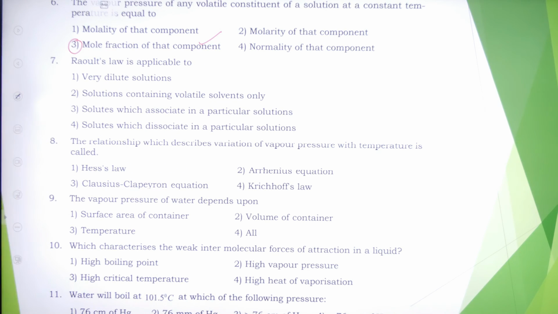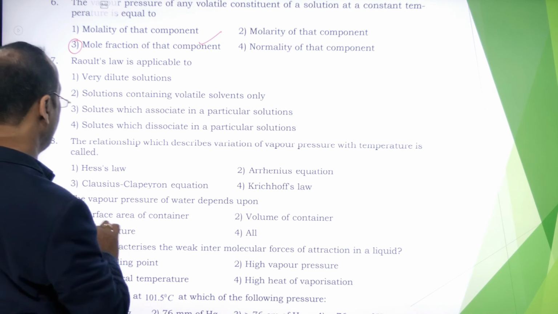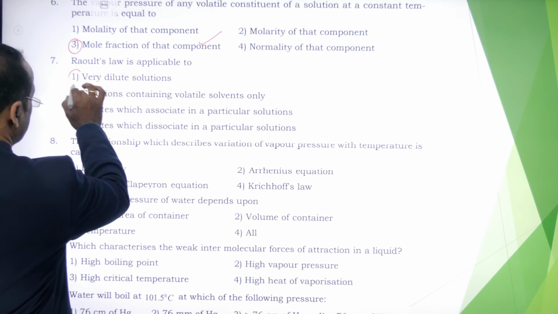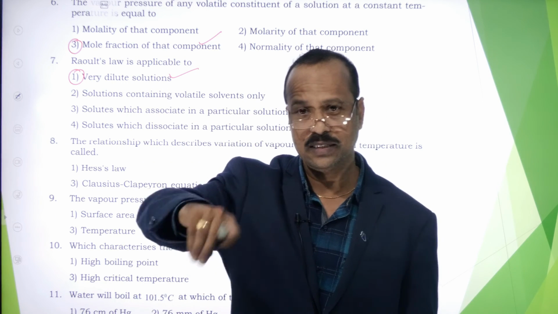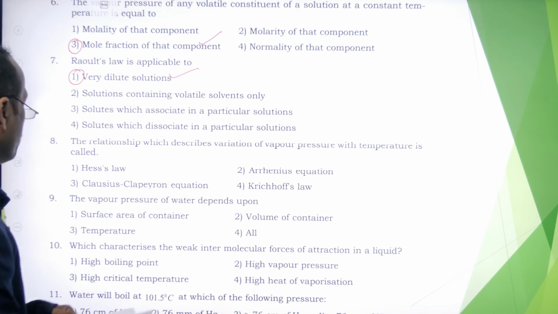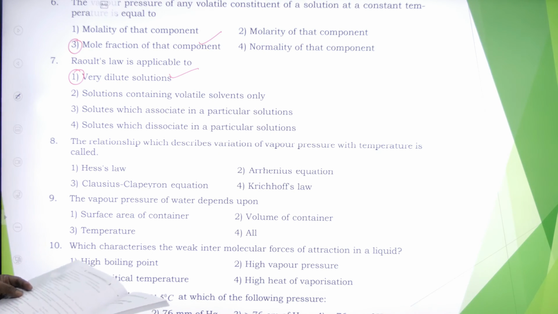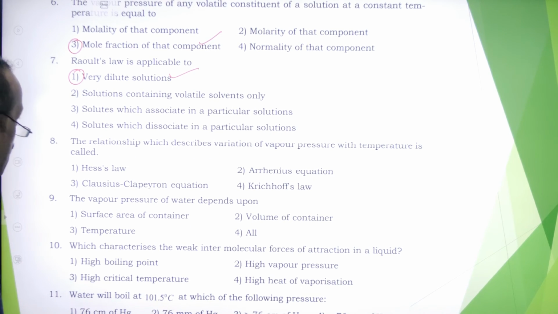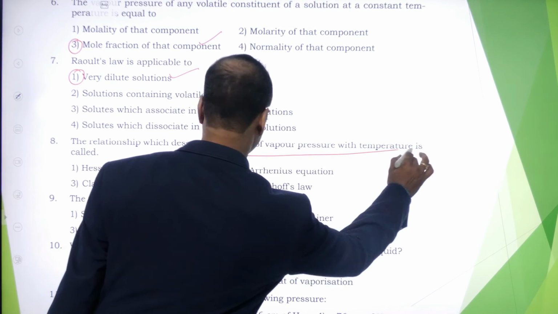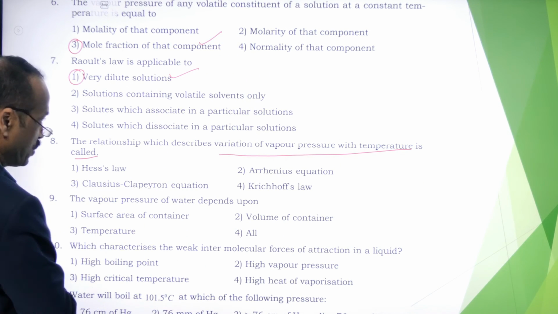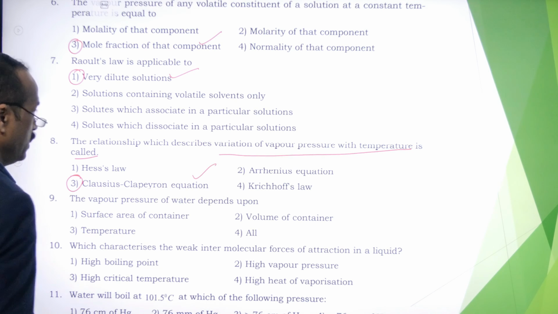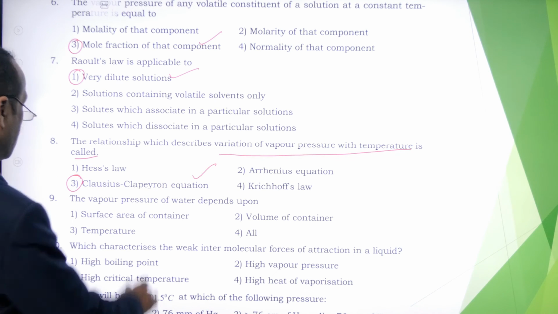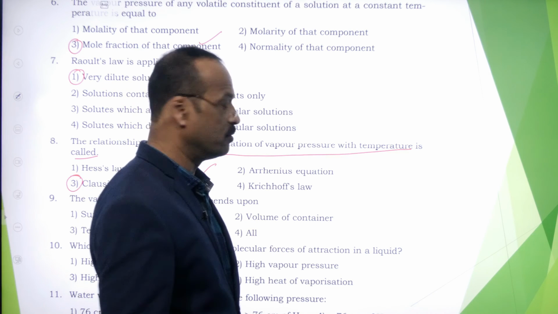Then come to the next, the 7th one. Raoult's law is applicable generally to dilute solutions. Dilute means what? Solutions in which some other solutes are mixed. Next, the relation which describes the variation of vapor pressure with the temperature. This is actually not given here, so the answer is this one. This is not given in your textbook and not discussed, it is just out of the syllabus.